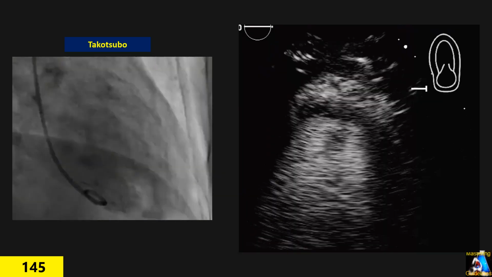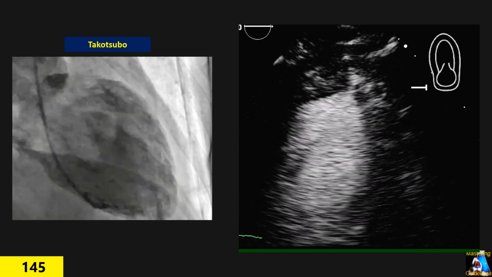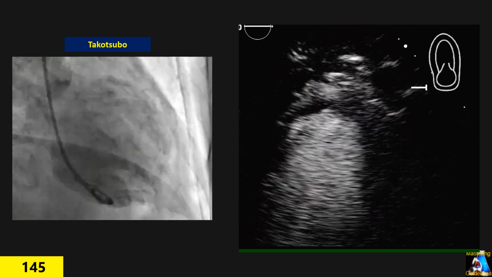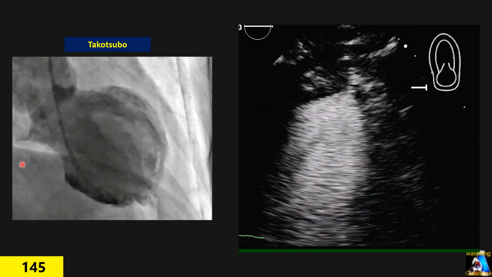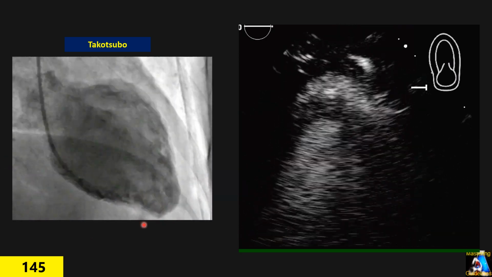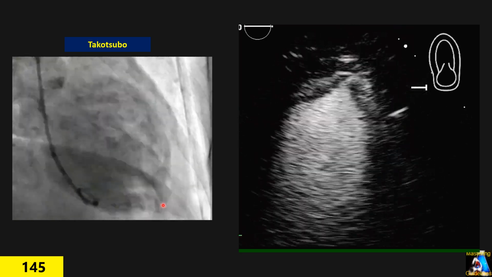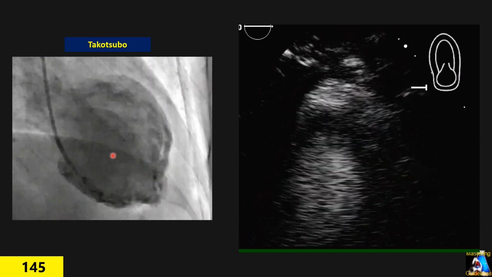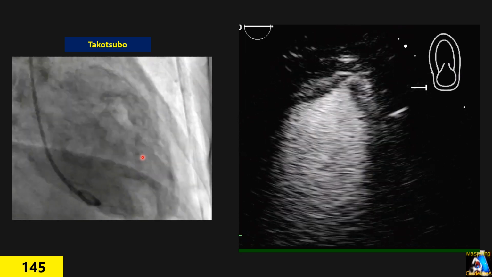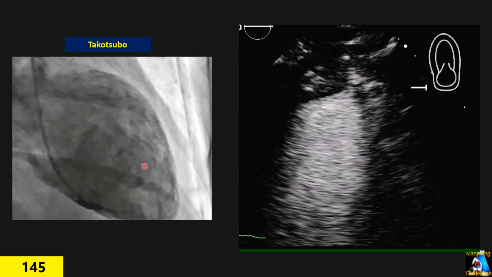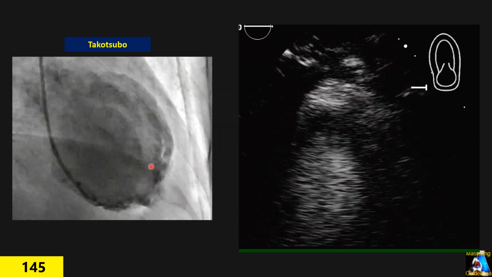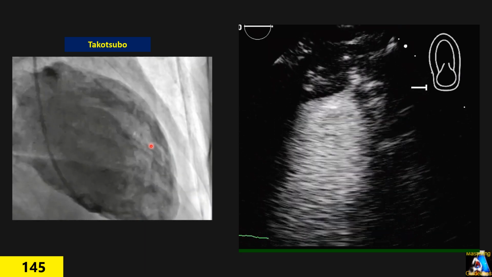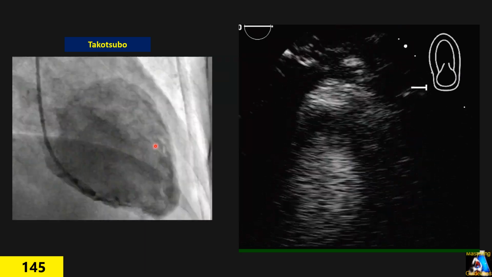Takotsubo can be diagnosed 100% only with the CAT and angiography. The angiography in this patient was normal, and based on the ballooning pattern and other findings, the EKG and blood test, troponin, the doctor suggested it is a type of Takotsubo syndrome, or ballooning cardiomyopathy, or whatever we call it, broken heart syndrome, and so on.